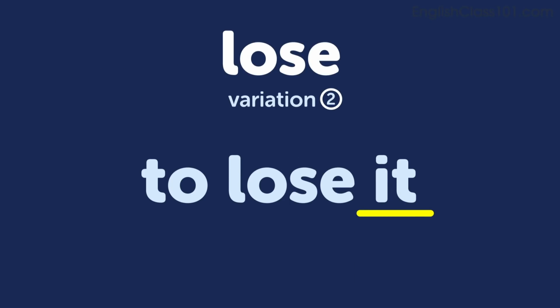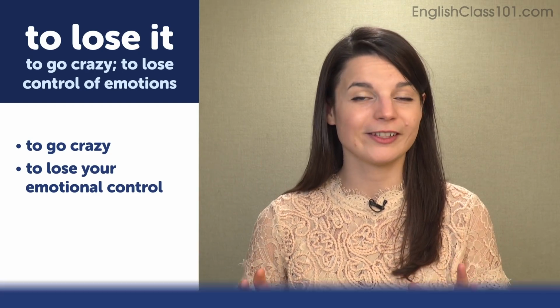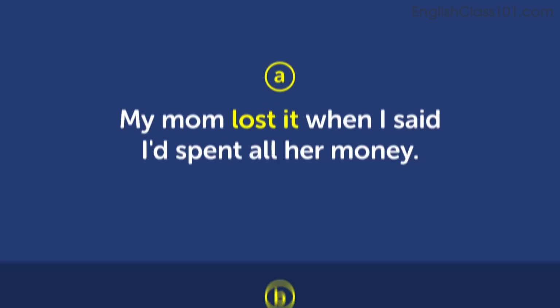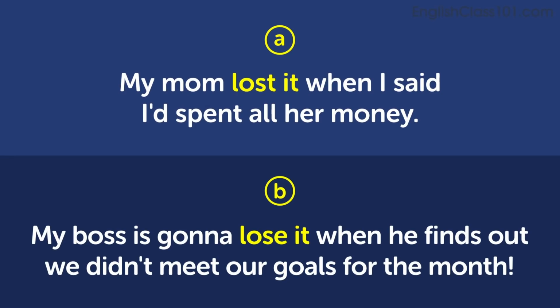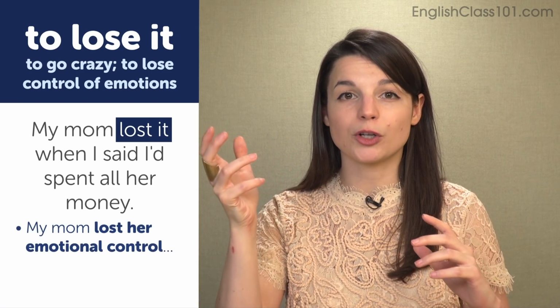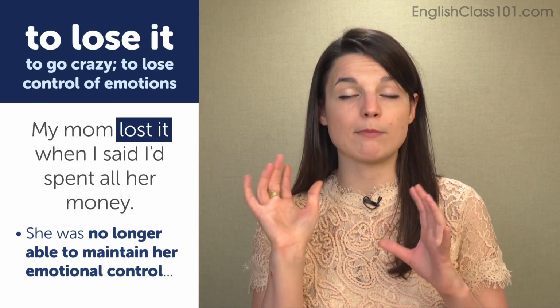To lose it, where it is your emotional control. To lose it means to go crazy, to lose your emotional control. So examples of this. My mom lost it when I said I'd spent all her money. And the second example, my boss is gonna lose it when he finds out we didn't meet our goals for the month. Okay, so in these sentences, we see in the first one, my mom lost it means my mom lost her emotional control. She was no longer able to maintain her emotional control. So she lost it. So it is emotional control.